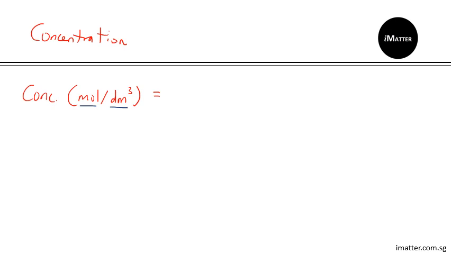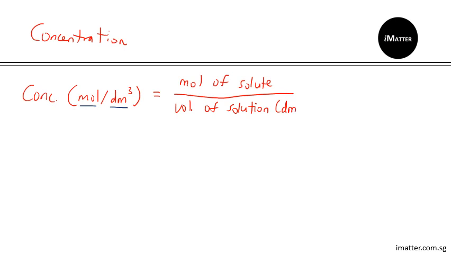That means mole of solute as the numerator over volume of solution in the denominator. But just be careful, make sure your volume is in dm cube. And a side note, all of you are expected to know that 1 dm cube is the same as 1 liter, and it is equivalent to 1000 milliliters or 1000 cubic centimeters.